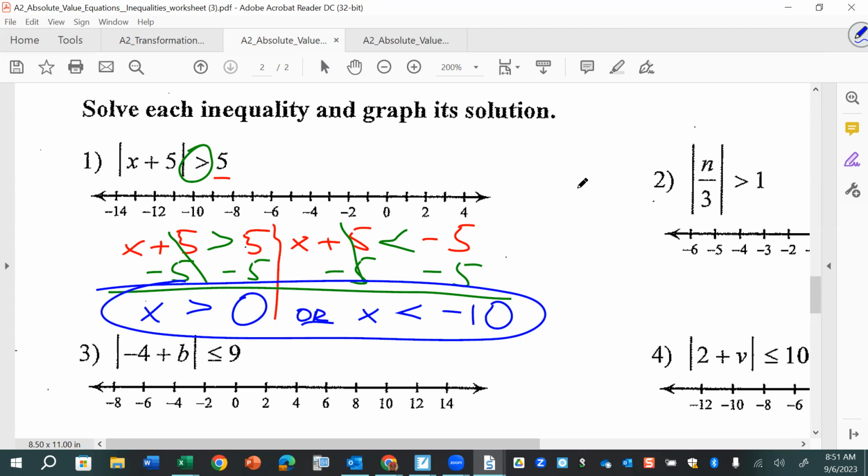And let's sketch it. What kind of dots, both of them, need to be? Open, right? Because they don't have equal signs. So open dot at 0 and open dot at -10. Okay. And cheater's guide to shading, it said greater than. So what's that supposed to be? A barbell or a horn?